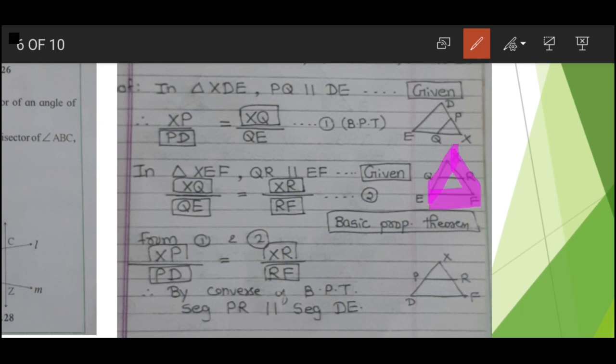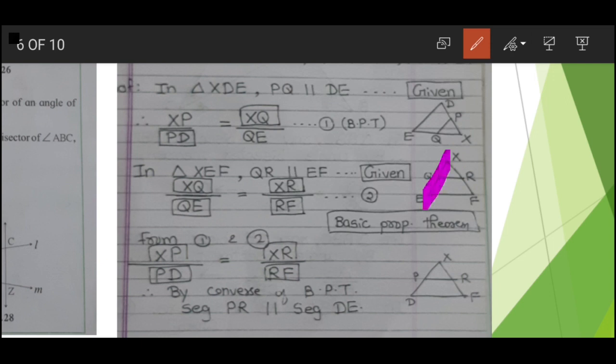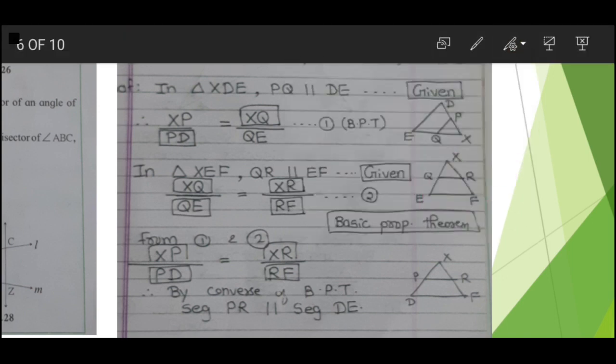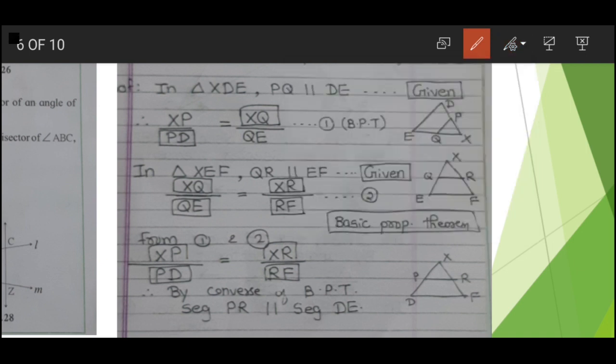XEF. So in this triangle you can notice, see children, in this triangle QR is parallel to EF. So again we can apply basic proportionality theorem. That is, it starts from X. So XQ upon QE is equal to XR upon RF. Okay.